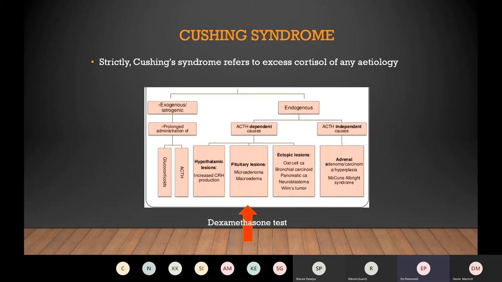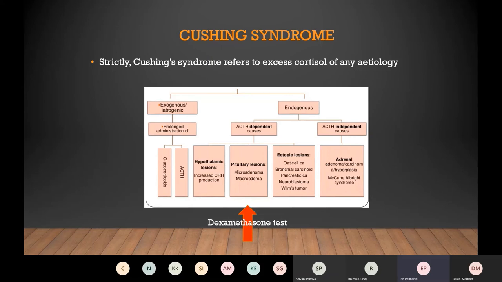When we're talking about the endogenous causes of Cushing's syndrome, this can either be ACTH independent, so when the pathology is mainly in the adrenal glands, and this can happen due to adenomas, carcinomas, or hyperplasia of the adrenal glands. However, there are also inherited conditions such as McCune-Albright syndrome. Now, ACTH dependent causes are situations where we have an excess of cortisol in the body, and this can be due to ectopic lesions. This is really common in bronchial carcinoids and pancreatic tumors. It can also be due to hypothalamic or pituitary lesions.